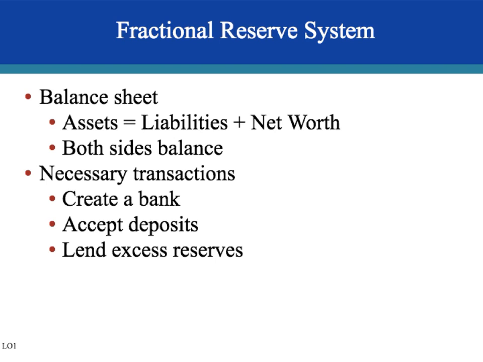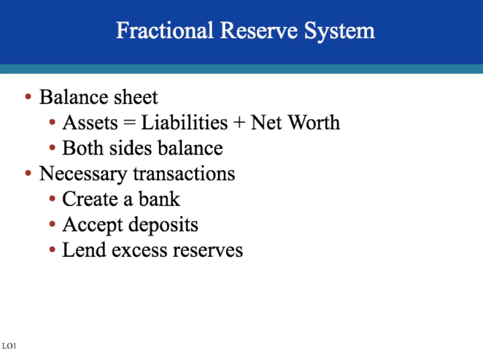Okay, so to understand how a fractional reserve banking system creates money, we're going to start with the basics here. Each bank has a balance sheet, and it has assets, and assets will equal liabilities plus net worth. Assets are what the bank owns, liabilities are what the bank owes, and net worth is assets minus liabilities. Both sides of the balance sheet have to balance.